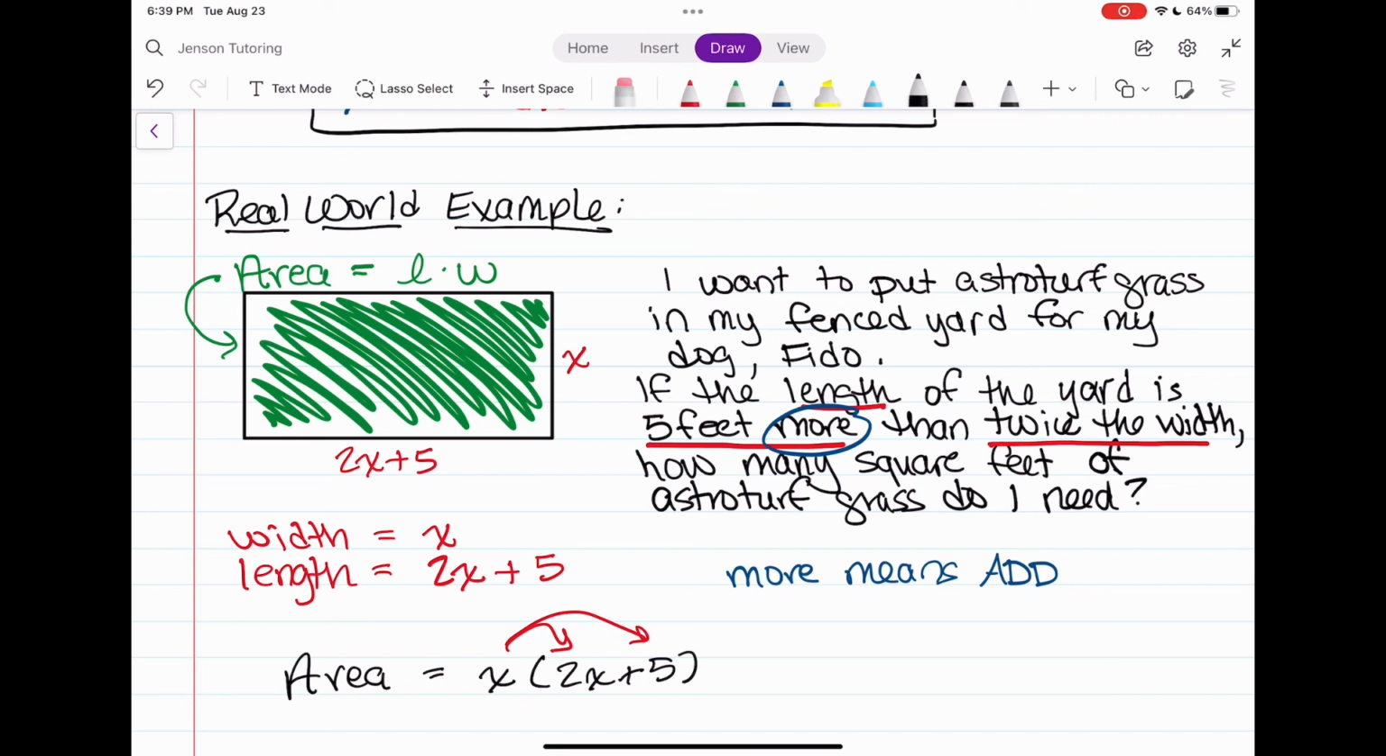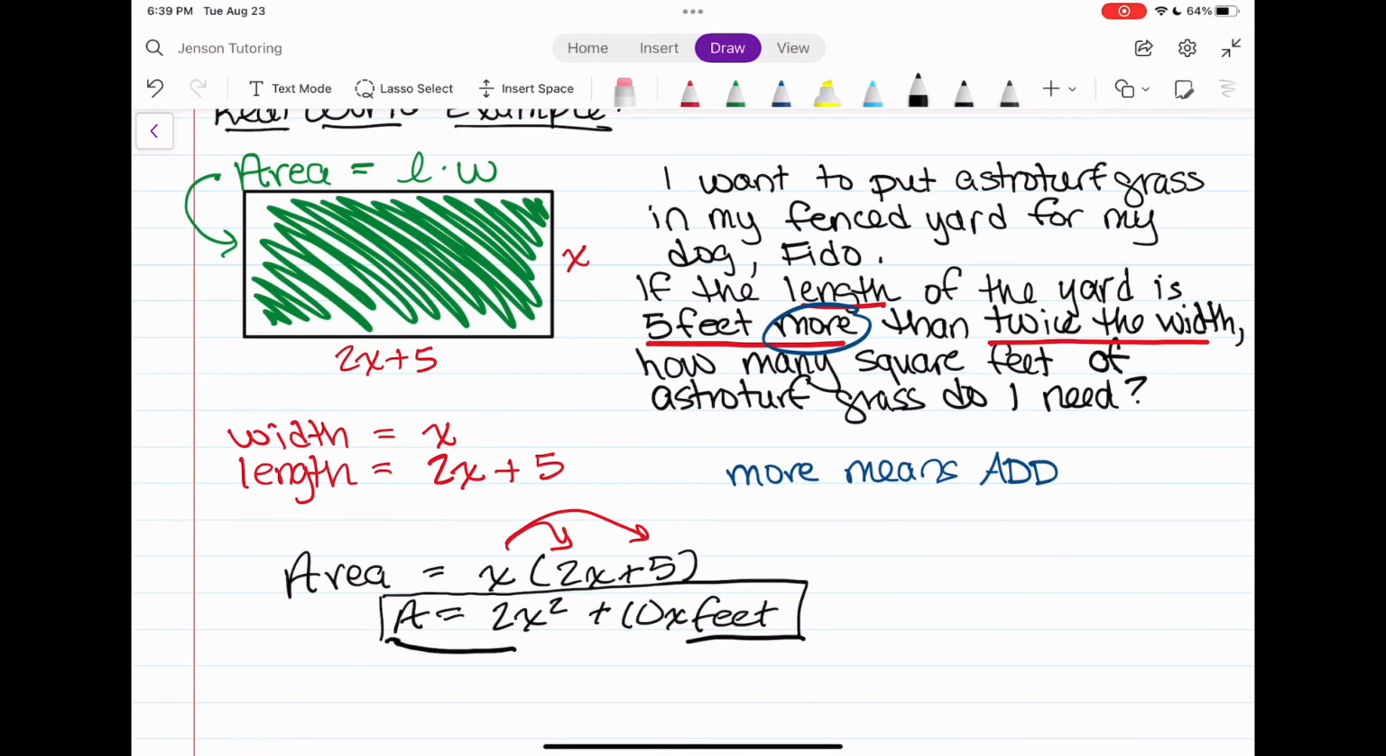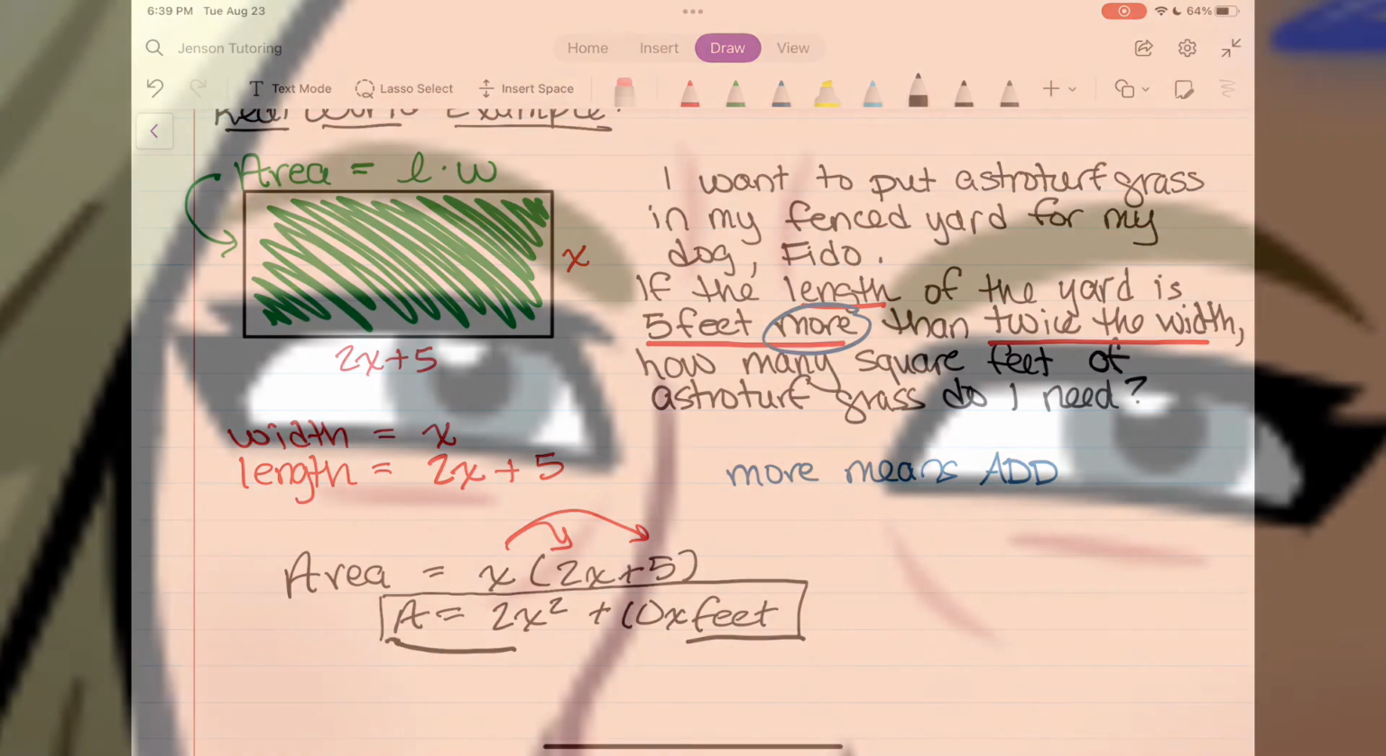So let's go ahead and do that. And again, we need to distribute the x and multiply x times 2x, and then x times 5. And so we end up with an expression, or an equation actually, that the area is equal to 2x squared plus 10x feet.